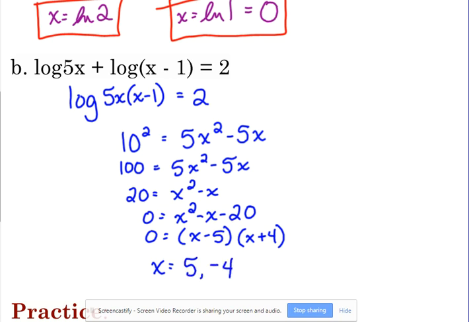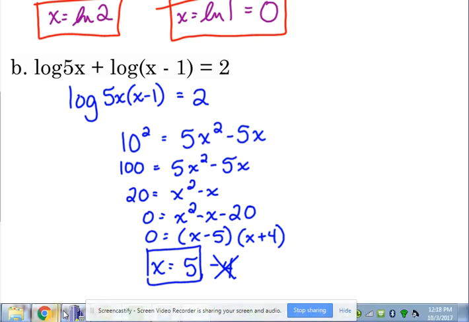Are both of those valid solutions? Which one is not? Negative 4 is not. When we plug it in now, it's not just the fact that it's negative. It's because when we plug it in, 5 times negative 4 is negative 20. We can't take the log of negative 20. Okay, if that had been the log of negative 5x, it would have been okay, because negative 5 times negative 4 is positive 20. So negative 4 is extraneous. 5 is our only solution.